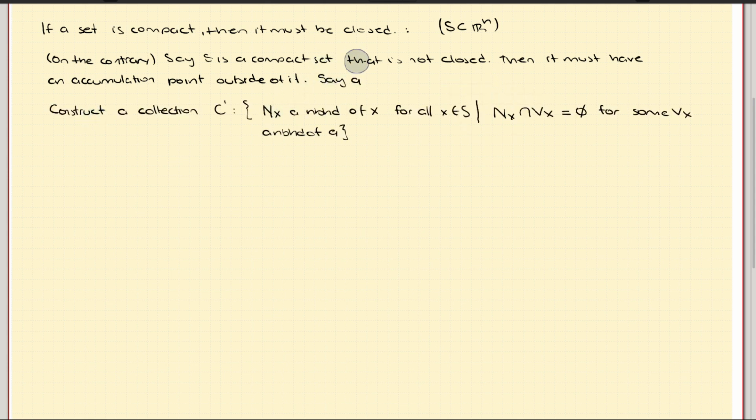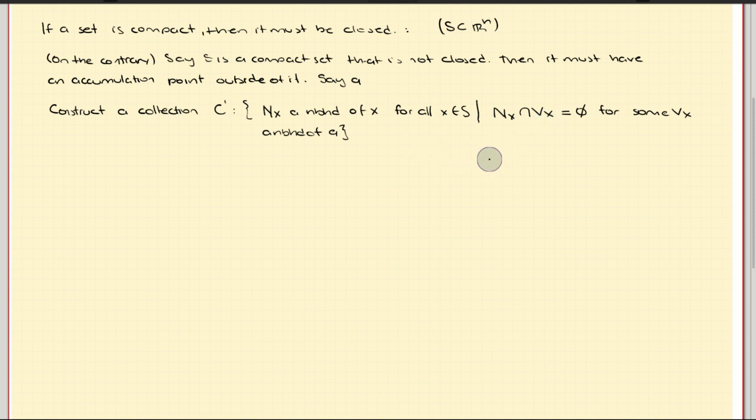So let's call this point A, and now we construct a new collection of sets. We call this C prime, and it contains the neighborhoods N_x of points x, and for each x we want this property: for each x, the neighborhood N_x of x satisfies N_x intersection V_x is empty, where V_x is a neighborhood of A. We also index it with x.